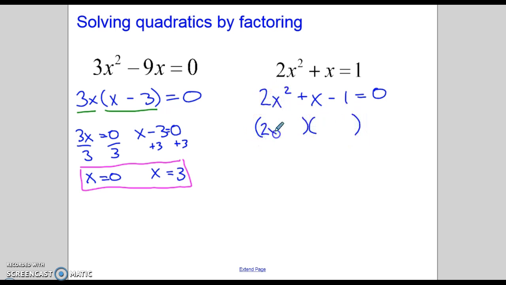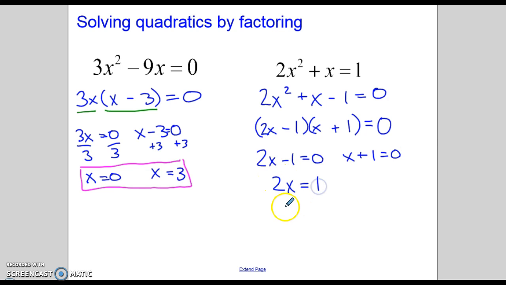2x squared is going to come from 2x times x. Negative 1, well, it's got to be a 1 and 1, but one of them's got to be negative. And if you make that one negative and that one positive, you'll get the positive x in the middle. Now I've broken it up into two factors, and I set them each equal to 0 to get my solutions. So, this one gives me 2x equals 1, so x equals 1/2. And if I subtract 1 from each side, I get x equals negative 1.